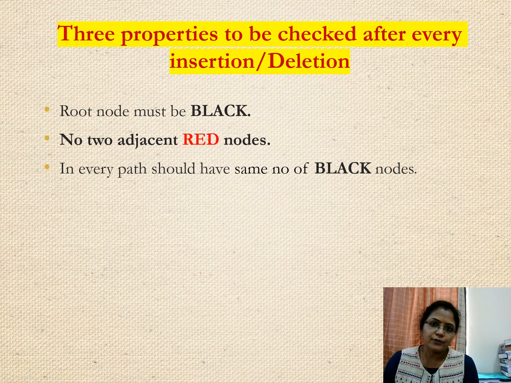Now the three properties to be checked after every insertion and deletion in your red-black tree: the root node must be black. Even after adding a single node to your red-black tree, we have to check all these three conditions. Second, no two adjacent nodes must be red. And third, every path should have the same number of black nodes.